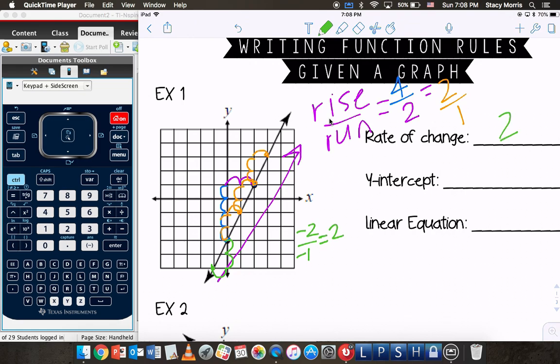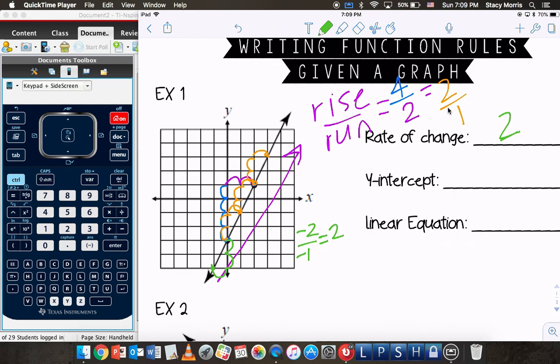One more thing about rate of change. If it's not a fraction, like the number 2, we can just write it as a whole number. We don't have to put it over 1. It's automatically understood that this rate of change is going to be 2 over 1. So just to clear that up, yes, it's 2 over 1, but we don't have to write the over 1 because it simplifies to just 2.